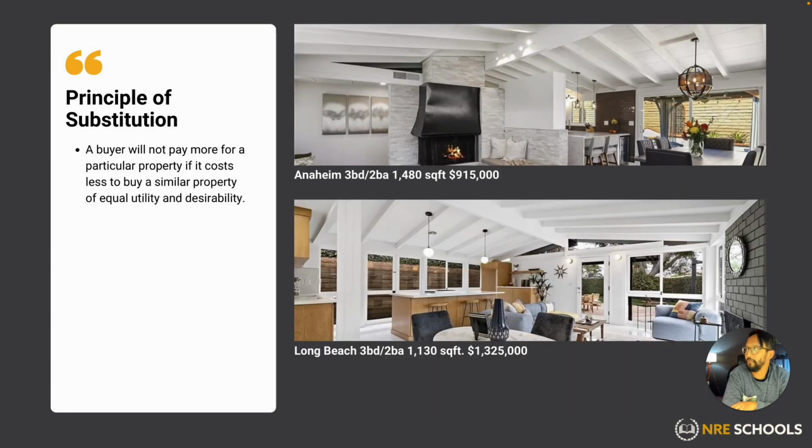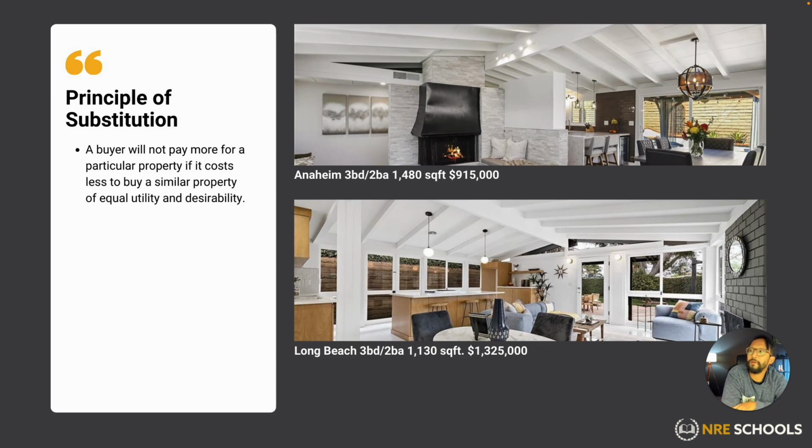Principle of substitution, and the terminology for this is: a buyer will not pay more for a particular property if it costs less to buy a similar property of equal utility and desirability. I don't 110% agree with this. I've also never had a client say, oh, we got two houses, I'm going to buy this one because it's the same as that one and it's less money. Like, no one's ever said that. I've got two examples here.